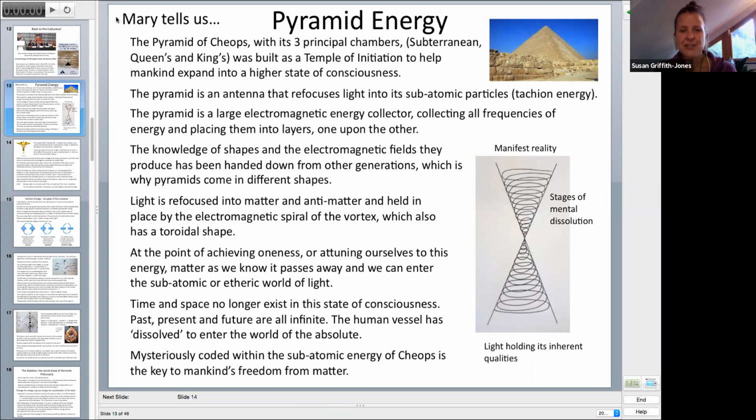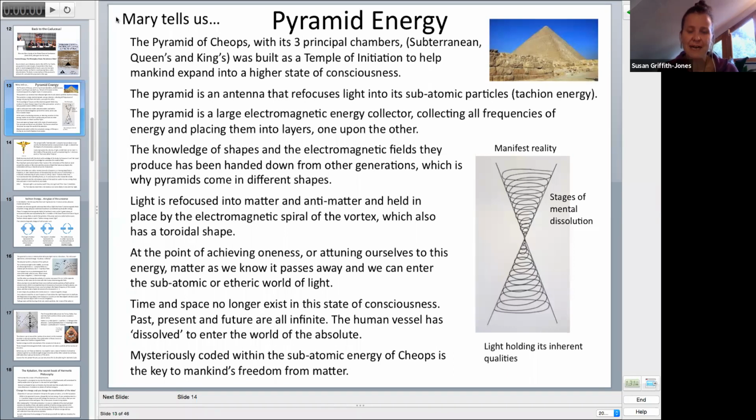The pyramid, as she says, is an antenna that refocuses light into its subatomic particles, which she calls tachyon energy. And the pyramid is a large electromagnetic energy collector, which is collecting all frequencies of energy and placing them into layers, one upon the other. The knowledge of shapes, as you know extremely well from biogeometry, and the electromagnetic fields they produce has been handed down from other generations, which is why pyramids also come in different shapes, because they have different purposes.